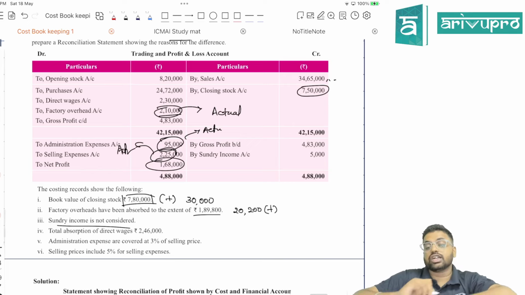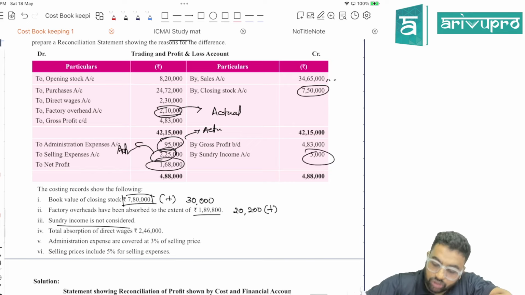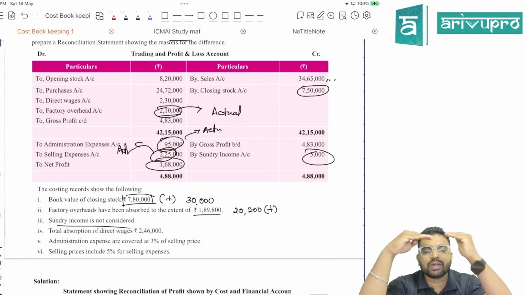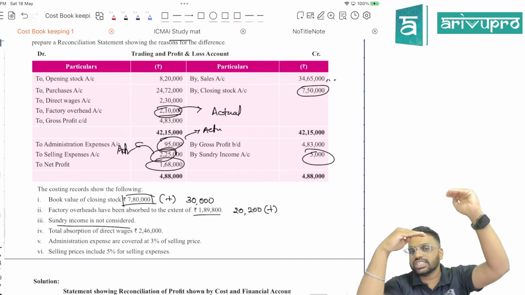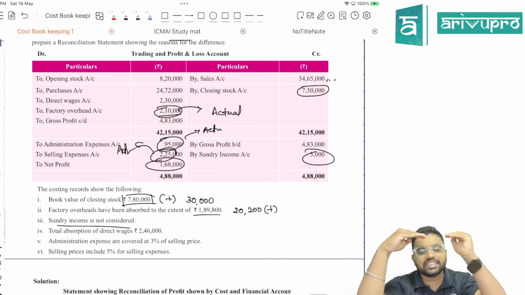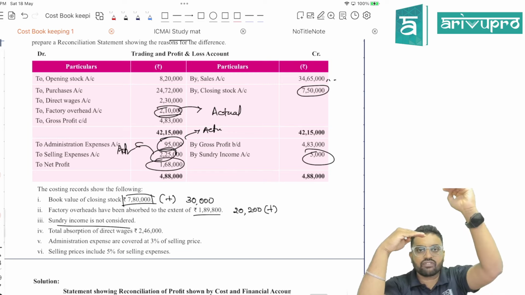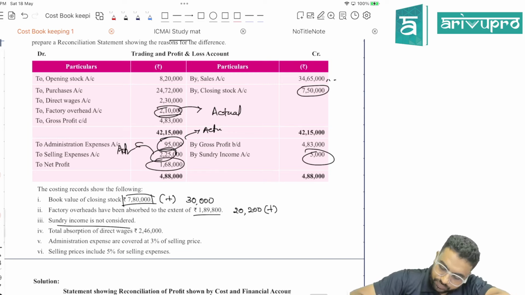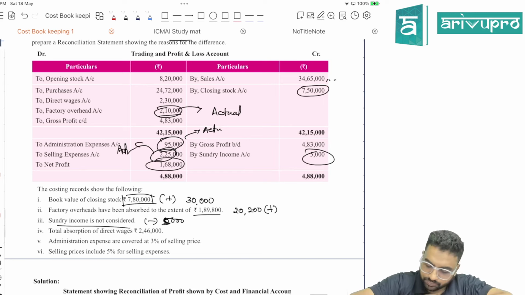Sundry income is not considered, sir. There is some sundry income. That sundry income is not considered in the cost account, sir. So what happens, sir? Very simple. In cost, profit is there as it is. But in finance, by considering this as a sundry income, we increased our profit. Now reduce it. Minus 5,000. Minus 5,000.